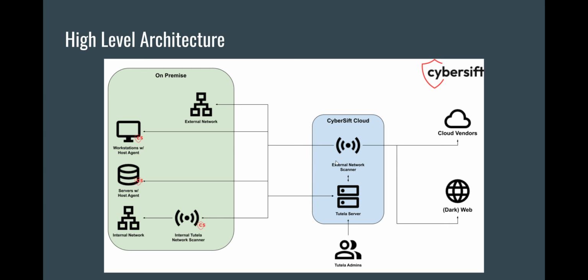Our external network scanner and the server are in charge of calling the cloud vendor APIs to do their checks. Whether it's AWS or Azure, it is our cloud that does that, not the customer. Obviously, the customer needs to give us permission. And the last bit has to do with the online presence monitor, where we scan the web and the dark web as well for potential phishing sites and data leaks.